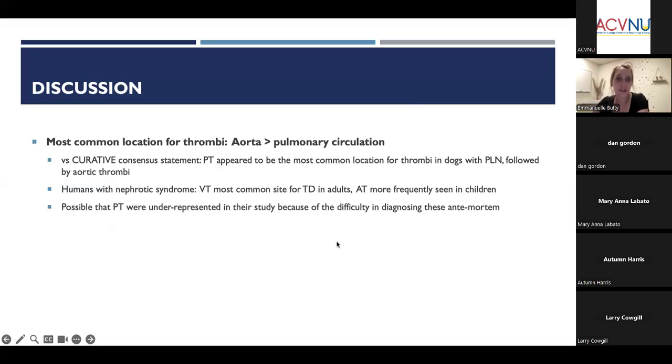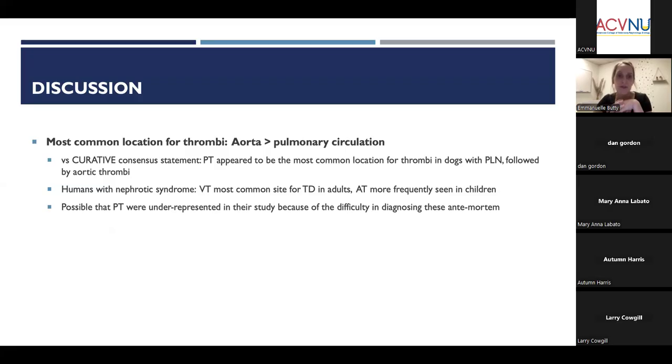So in the discussion, they're also talking about the most common location for thrombi. They found that the aorta was more common than the pulmonary circulation. So that's a little bit the opposite of what the consensus statement is saying, that the pulmonary circulation appears to be the most common location, followed by aortic thrombi. So definitely they are both the most common, but this study found that aorta was even more common than pulmonary circulation.